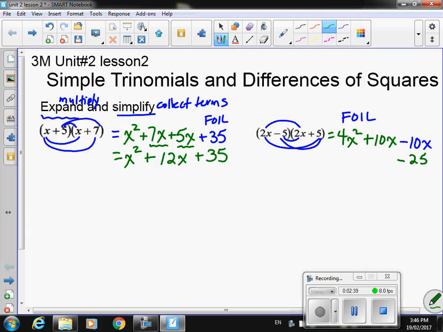Interesting assortment of colors. Sorry about that. I now collect like terms. I have x squared terms, I have x terms, and I have number terms. I'm going to keep those piles separate. 4x squared. I have 2 piles of x's, 10 and negative 10. I have no x's left. Subtract 25. Interesting.